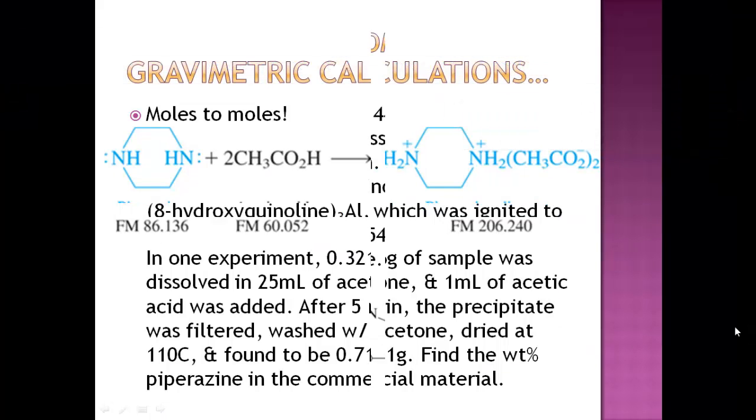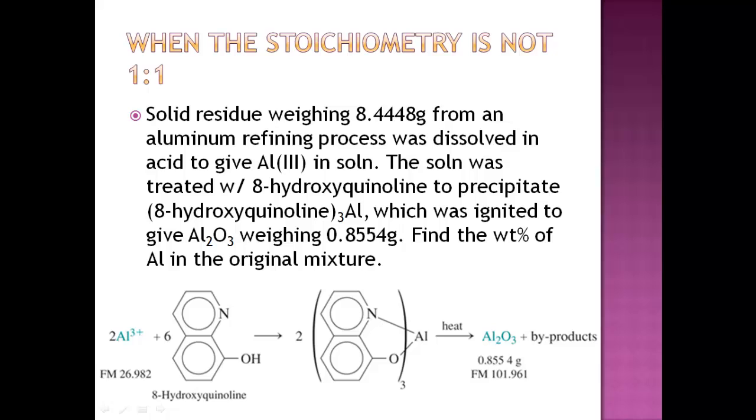Let's try one. The problem reads like this. Solid residue weighing 8.4448 grams from an aluminum refining process was dissolved in acid to give aluminum 3+ in solution. The solution was treated with 8-hydroxyquinoline to precipitate 8-hydroxyquinoline aluminum, which was ignited to give aluminum oxide weighing 0.8554 grams. Find the weight percent of the aluminum in the original mixture. This problem is exactly like the other problem that we did. The only difference is that it's now not a 1-to-1 mole ratio.